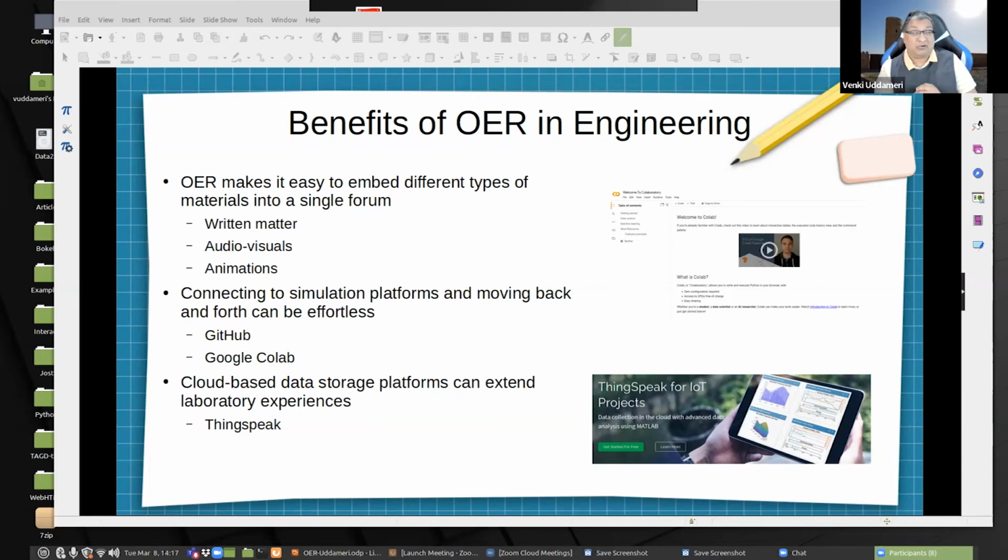Connecting simulation platforms and moving between an OER and a simulation platform has become very easy these days. Things like GitHub and Google Colab allow us to run programs on the cloud, on the web. So if a student is reading a book on the web and needs to write a piece of code to do some tasks, rather than reading that code, they can actually go to that spot, run that piece of code, see what it does, and engage with that book much more so than they would otherwise.